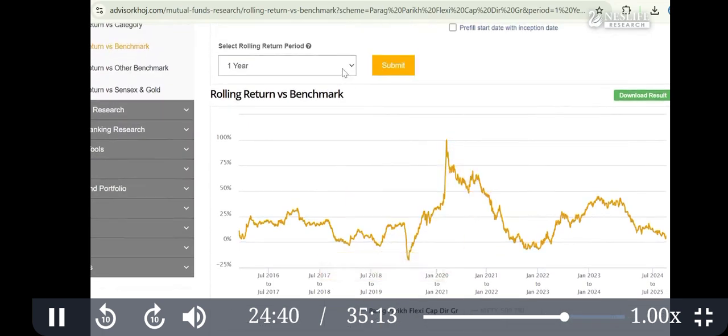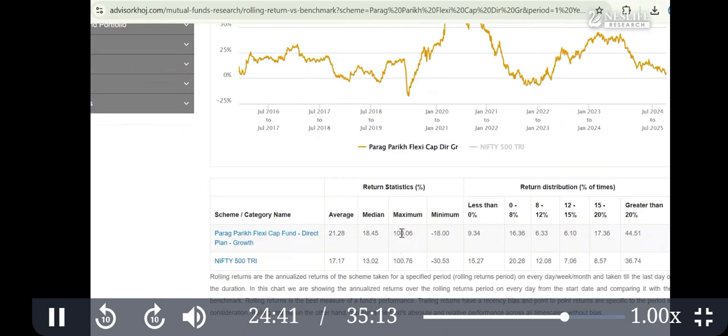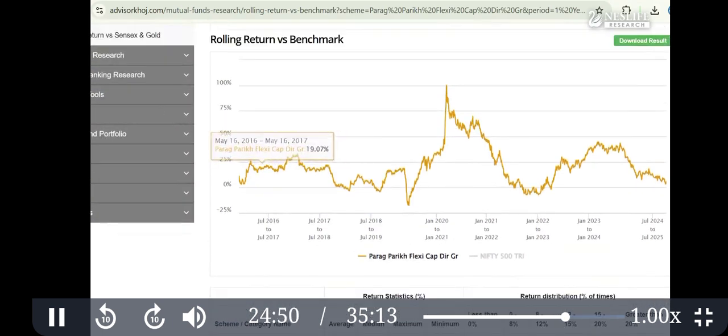Suppose if I select, you note down these values first. Average is 21, minimum is 18, and maximum 100%. What does that mean? So this will be the minimum. Someone got the minimum return, someone got the maximum return. So this is data where the minimum return and maximum return are there.